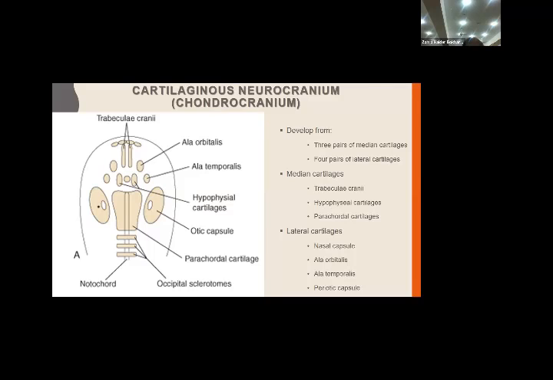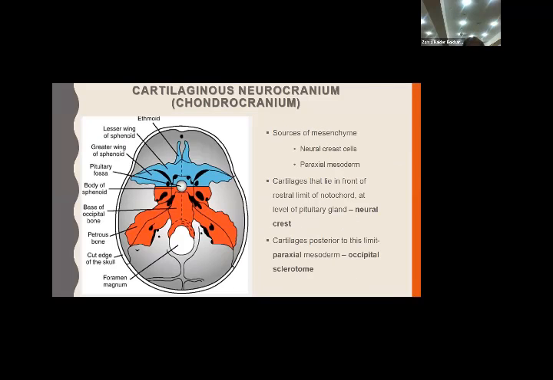अब इनका source क्या है development का? ठीक है? Obviously mesenchyme से तो develop हो रही है, but where does the mesenchyme come from? because दो sources हैं mesenchyme के. Part of it develops from neural crest and part of it develops from paraxial mesoderm. Okay? अच्छा जी.